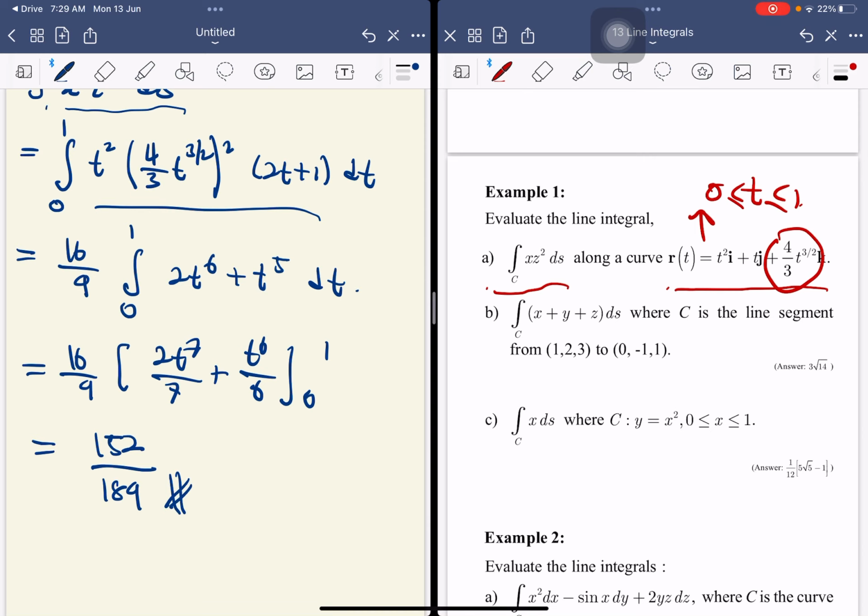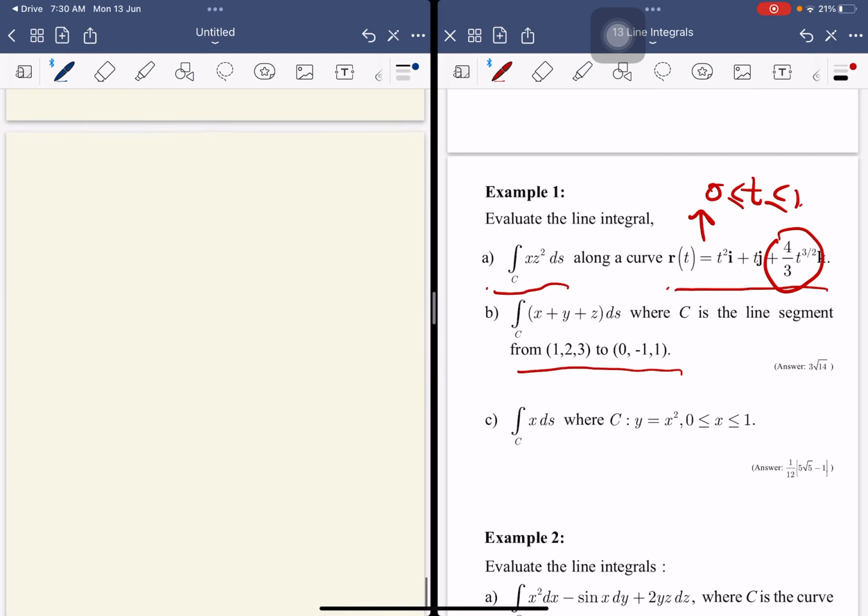Based on the first one, they give you the equation of the curve, and then the limit for t is given. In certain cases, for example like B, they just ask you to evaluate the line integral where C is the line segment from this point to this point. If you take a look at that question, you're going to solve it the same way as in A, but you need to figure out the equation of the curve as well as the limit for t first, so that you will be able to solve the line integral.